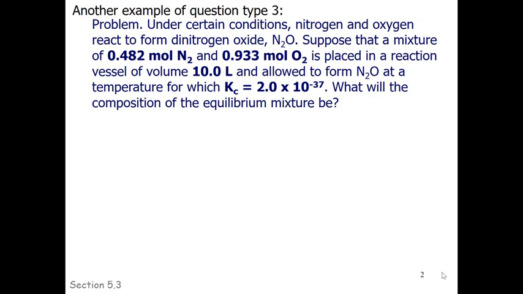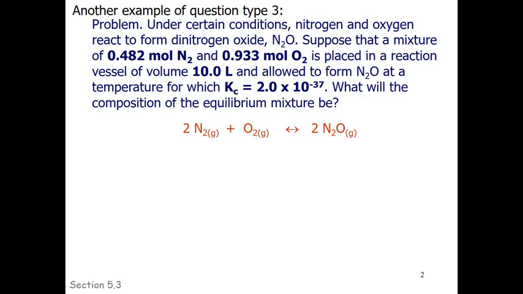Under certain conditions, nitrogen and oxygen react to form dinitrogen oxide, N2O. Suppose that a mixture of 0.482 moles of nitrogen and 0.933 moles of oxygen is placed in a reaction vessel of volume 10 liters and allowed to form N2O at a temperature for which the equilibrium constant in units of molar is equal to 2 times 10 to the minus 37. What will the composition of the equilibrium mixture be?